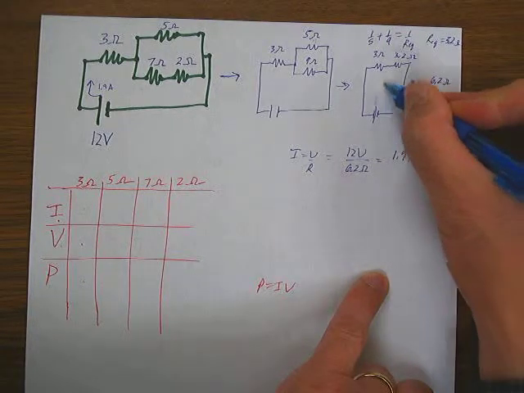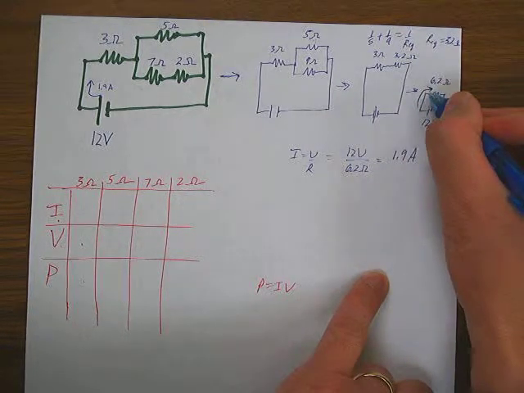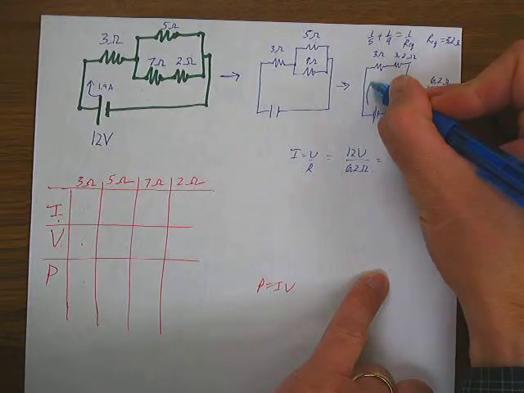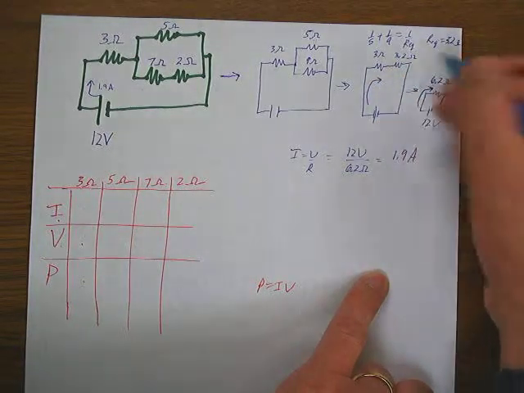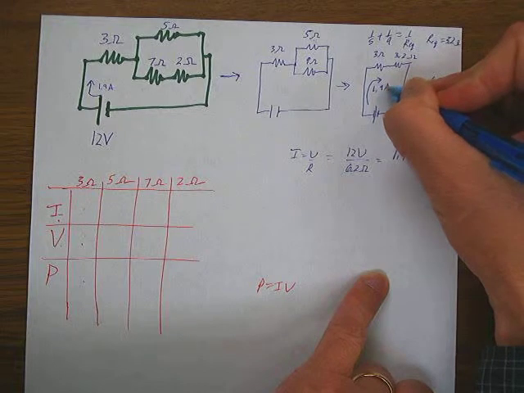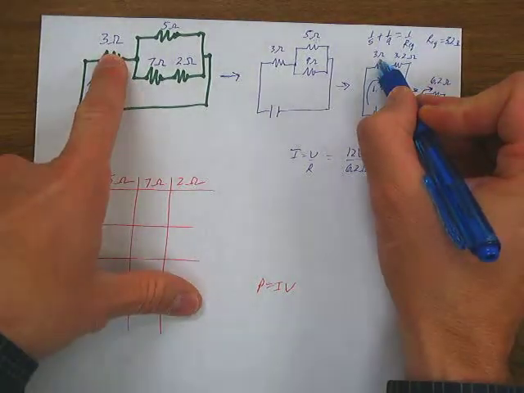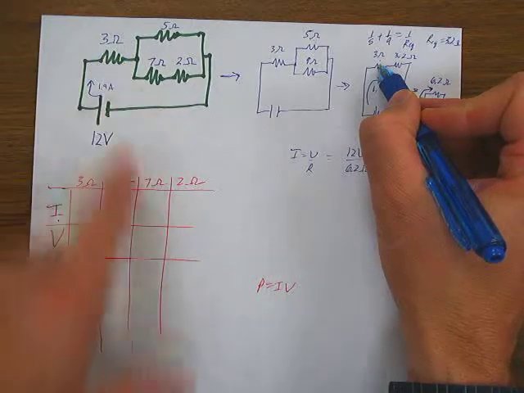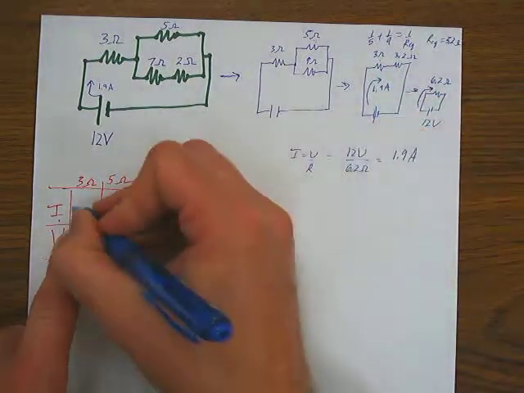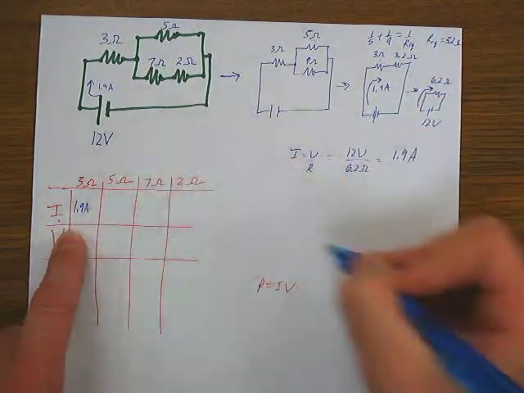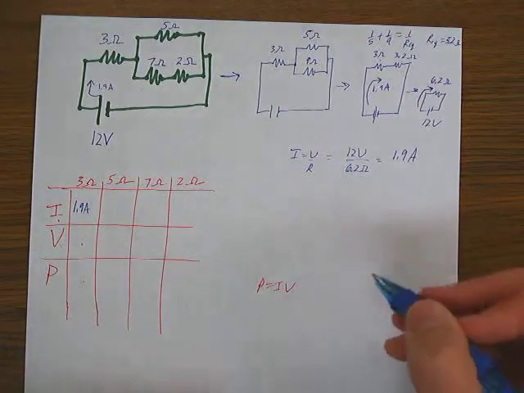So then I can step back a picture and say, well, these two in series act the same as that one. So this is exactly the same amount of current going through here, 1.9 amps. Well, the 3 ohm resistor is one of the resistors in my original picture, so I can go to my chart and say 3 ohm resistor, 1.9 amps, and fill that in.